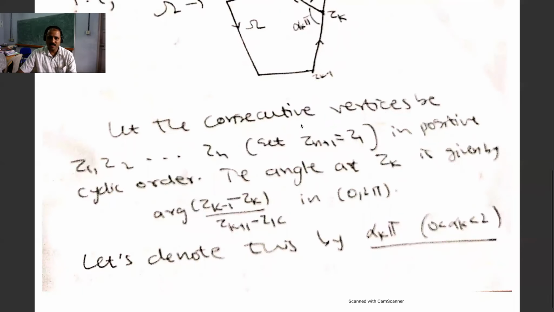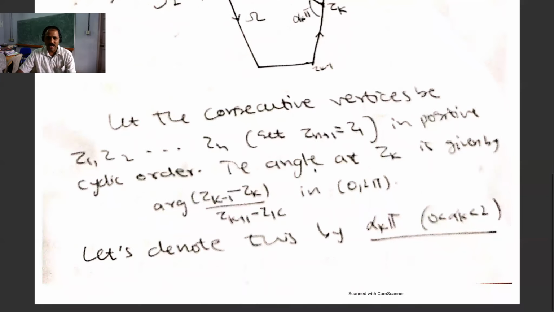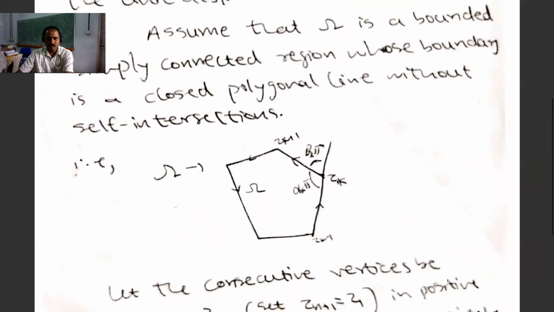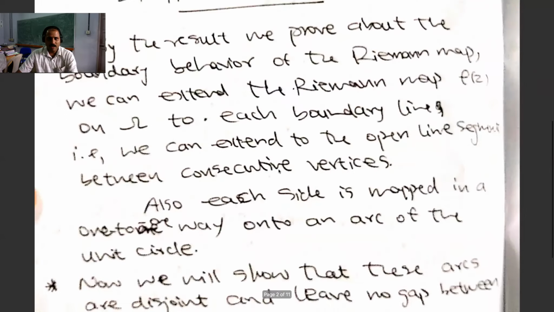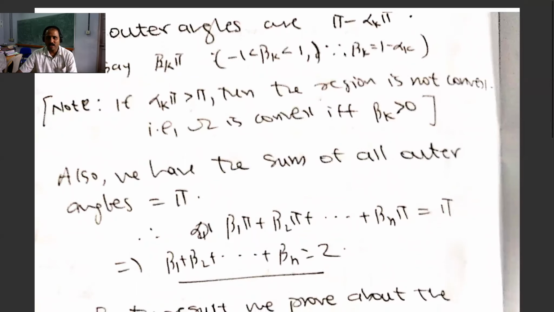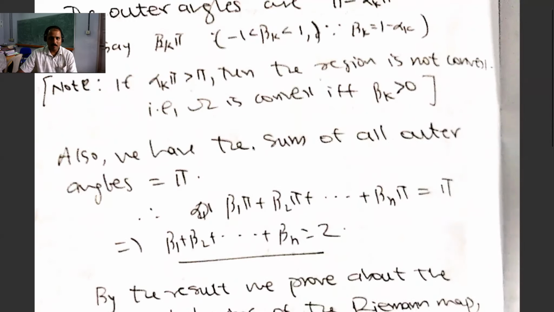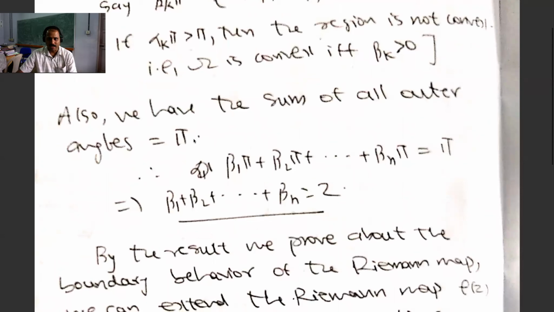Now you start from some consecutive vertices z k minus 1, z k, and z k plus 1. The interior angle is given by the argument of (z k minus 1 minus z k) by (z k plus 1 minus z k). We are denoting this by alpha k pi, and the outer angle by beta k pi. Now the sum of the outer angles is 2 pi. Therefore, beta 1 pi plus and so on plus beta n pi is 2 pi, therefore the sum of beta k equals 2.